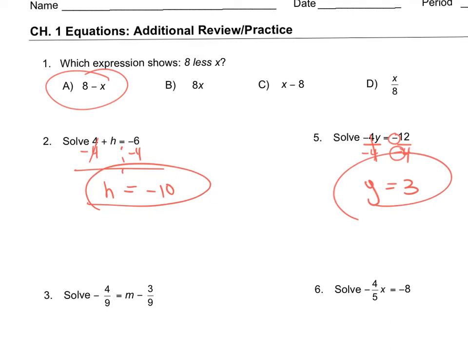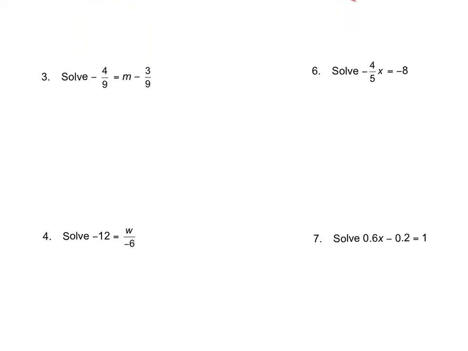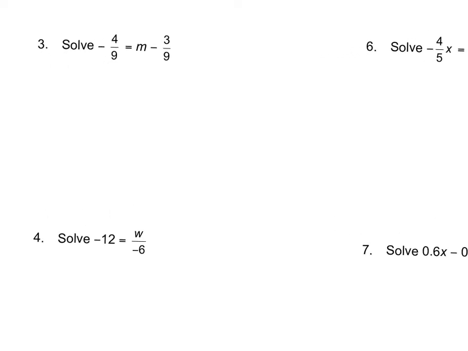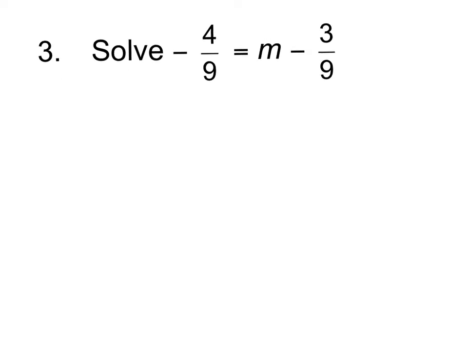All right, number 3, I know that the fractions freak you out. But here, for number 3, you're trying to get m by itself. Notice that m is not a fraction like the other ones are. Whenever you have an equation with fractions, try to get them all to have the same denominator. What would you do to this so that it has a denominator of 9?